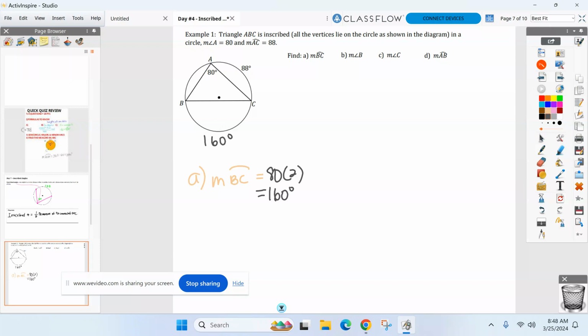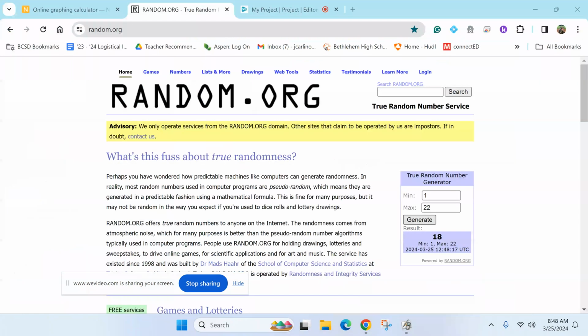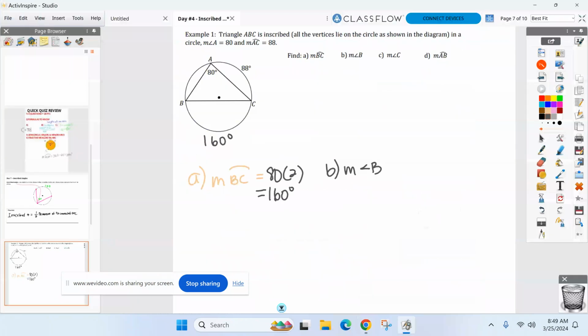All right, let's keep grooving. Angle B. Now, looking for angle B. All right, identify it. What type of angle? Because, hey, we have 2 types of angles now, central and inscribed. I got to know what type of angle B is. Stephanie, what type of angle is angle B? Inscribed. Great job.